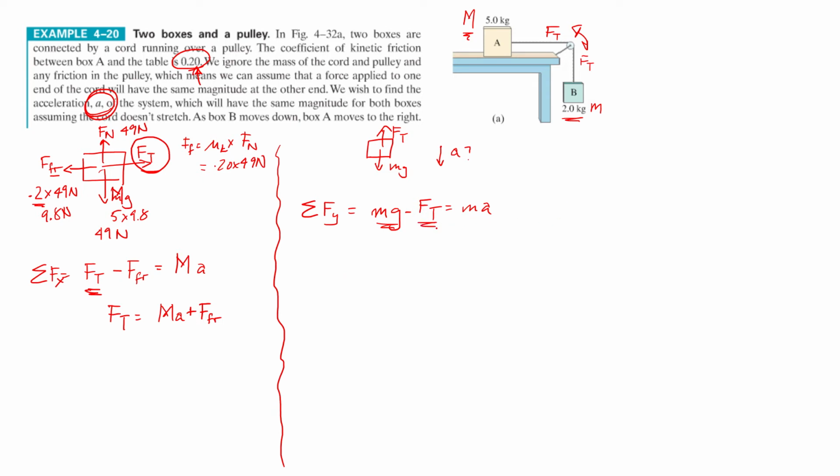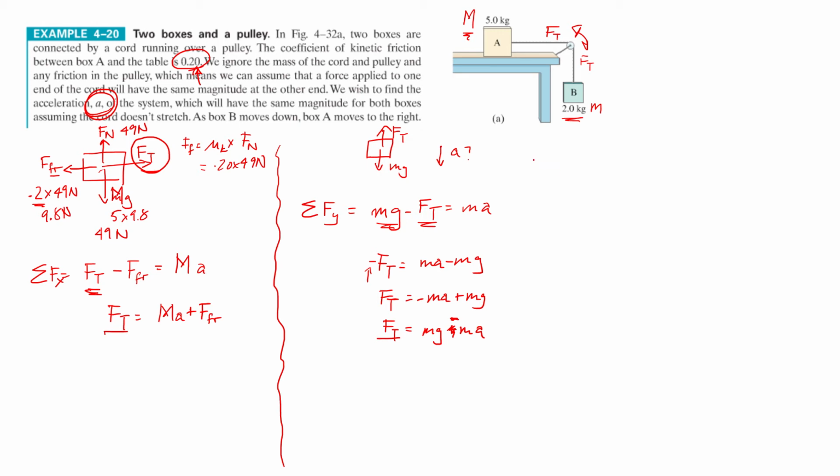So let's do the same thing. Let's solve for FT. That means that negative FT is equal to little ma minus little mg. And then let's switch the signs. That means FT is equal to negative ma plus mg. That looks ugly to me, so I'm just going to switch them: FT is equal to mg minus ma. Okay, so now I have two FT equations.